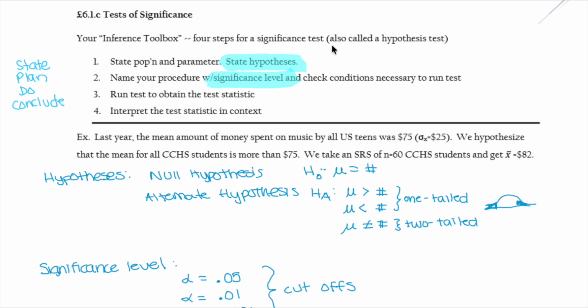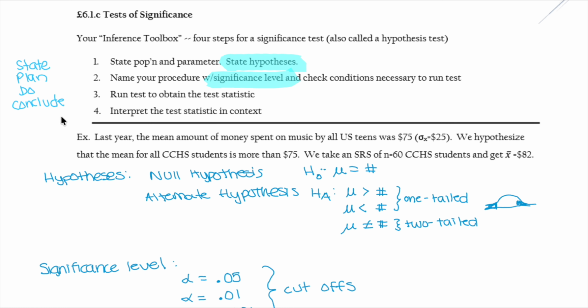The first step is to state the population, parameter, and hypotheses. The second step is to name your procedure with significance level and check conditions necessary to run the test. Third is to run the test to obtain the test statistic. Fourth is to interpret the test statistic in context. If you want to shorten those, it will be 4 terms: state, plan, do, and conclude, as we did in previous videos, where we did an example for the confidence interval. But let's focus on the main things here.